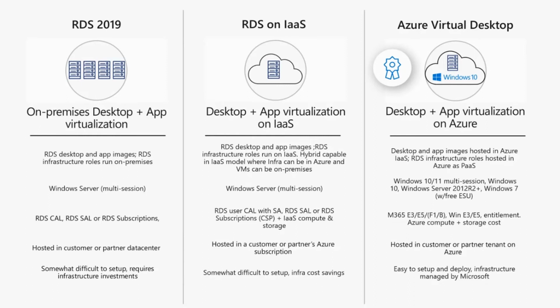Both of these solutions, RDS 2019 and RDS on IaaS, have proven to be very costly. Whereas if you look at AVD, it is a fully managed PaaS offering from Microsoft, where you get a feature-rich experience and at the same time reduce your total cost of operations. So a lot of ease.